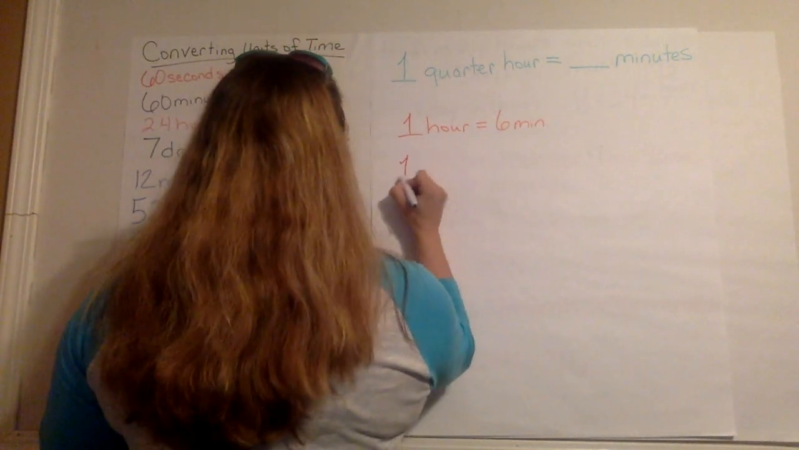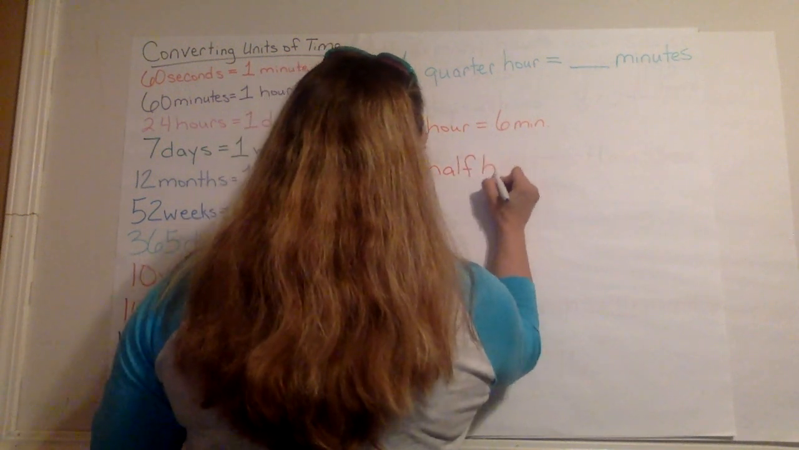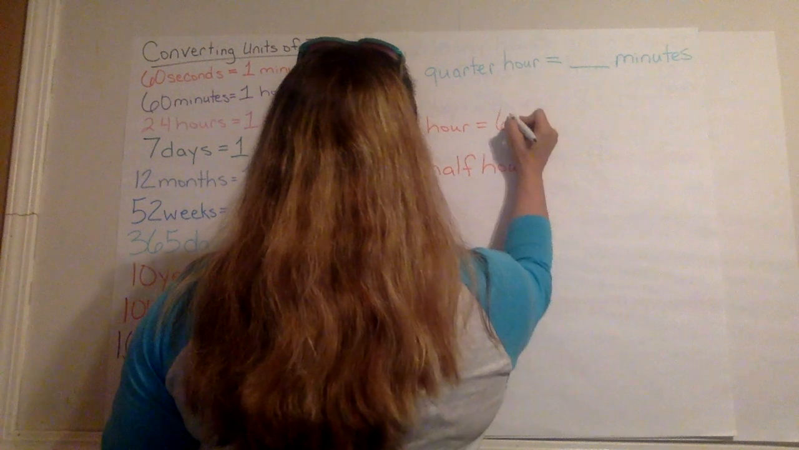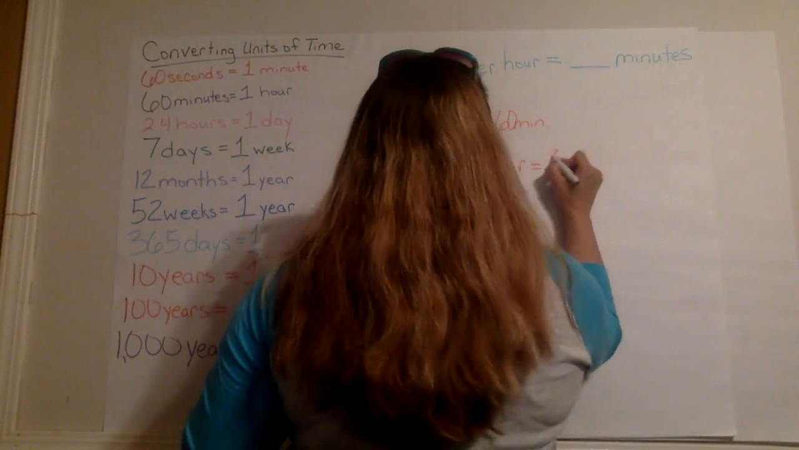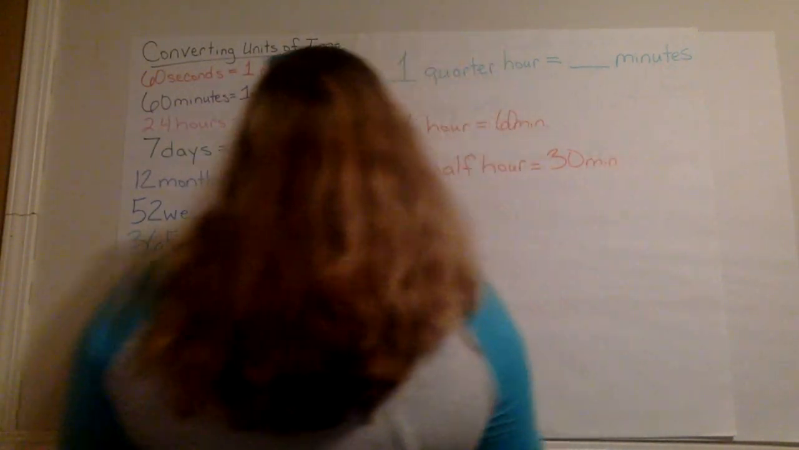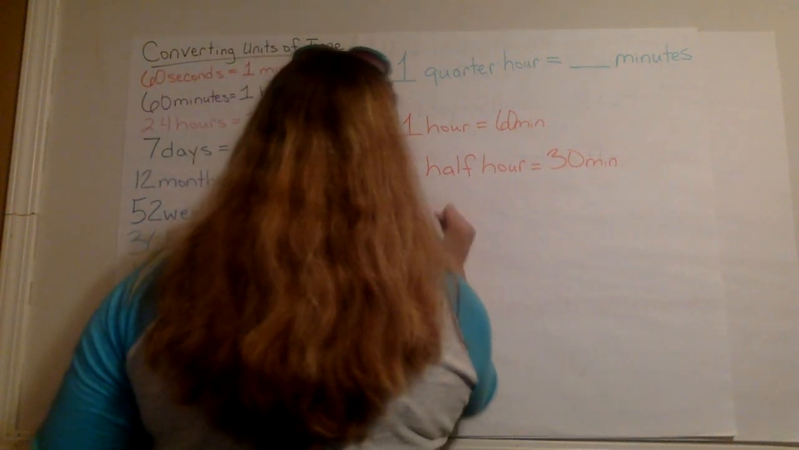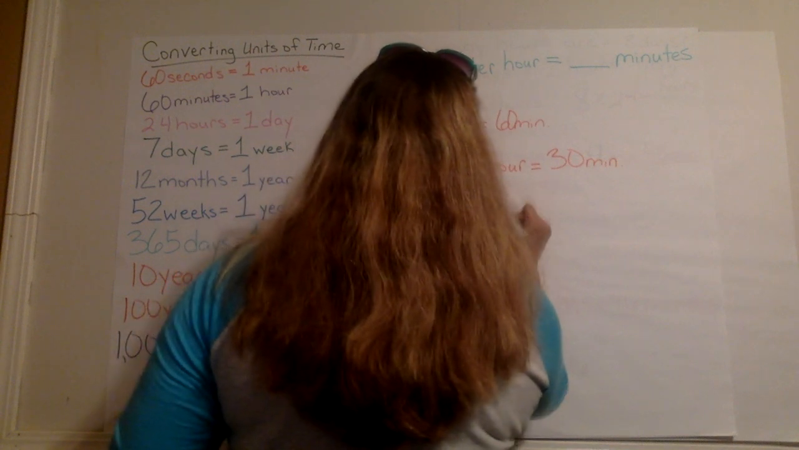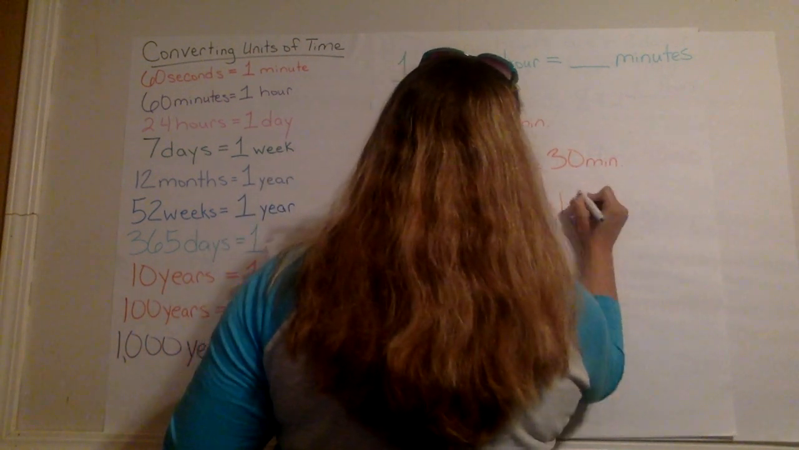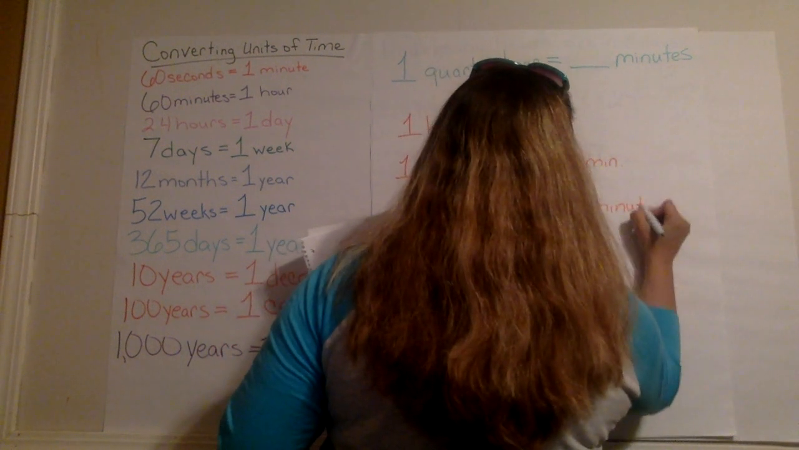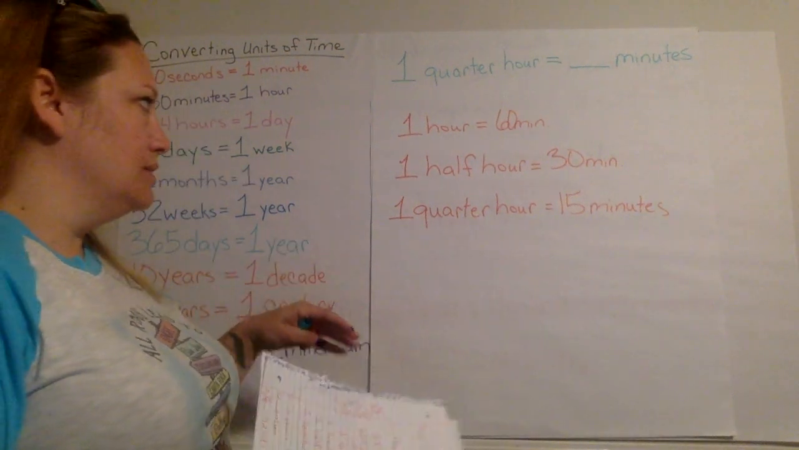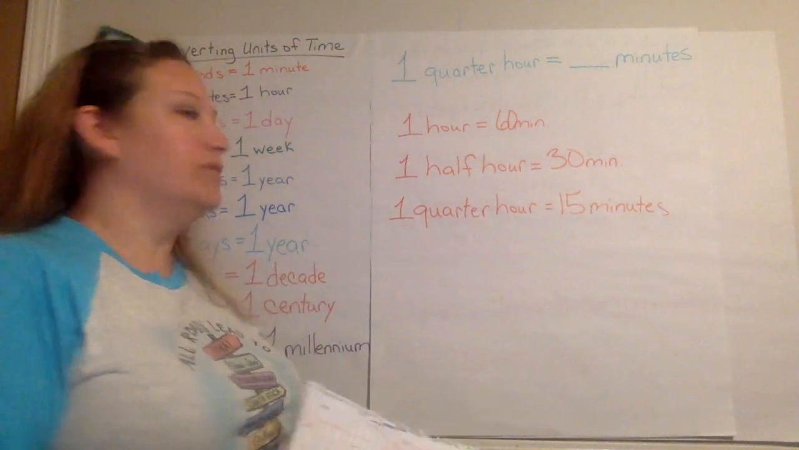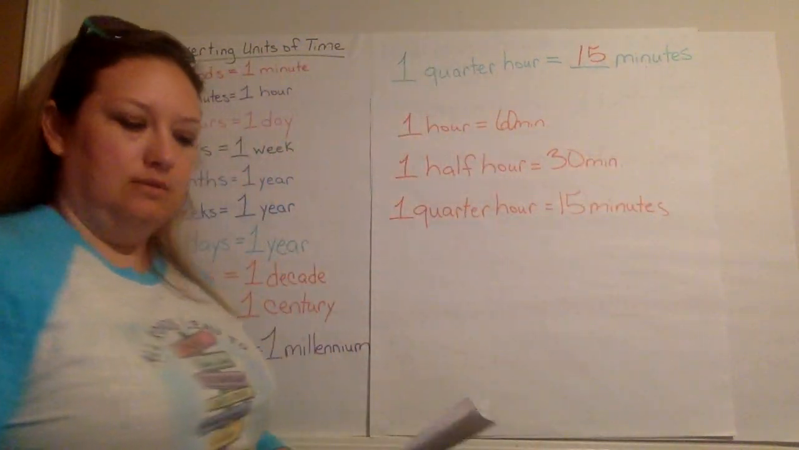If it says 1 half an hour, did I put 6 right there? Lord help me. 1 hour is 60 minutes. 1 half an hour is 30 minutes. So 1 quarter of an hour is equal to 15 minutes. Okay? It's just like looking at a clock. If you're at 15 past, that's a quarter of an hour. So a quarter of an hour is the same thing as 15 minutes. So 1 quarter hour equals 15 minutes.